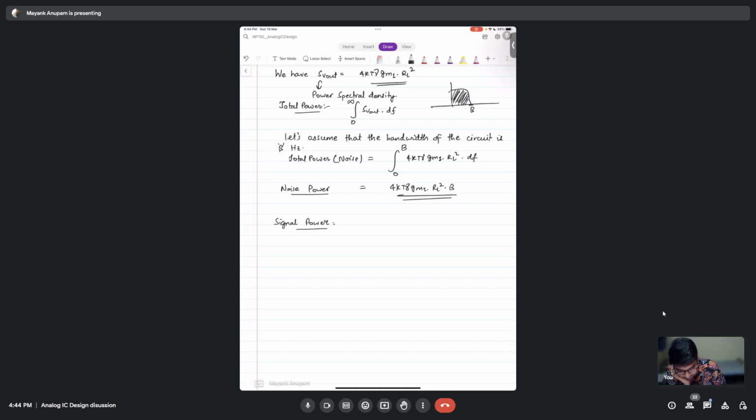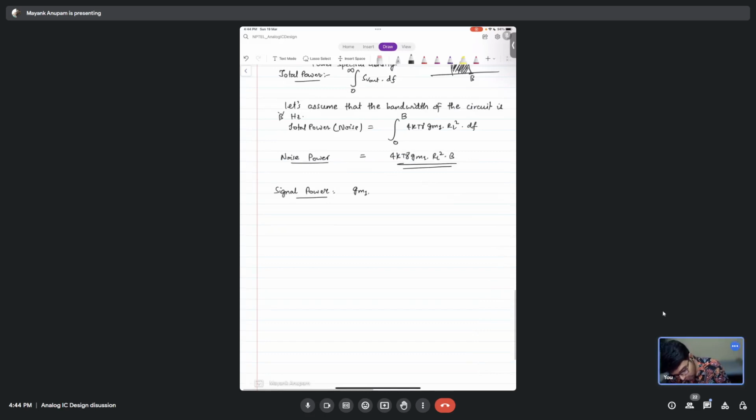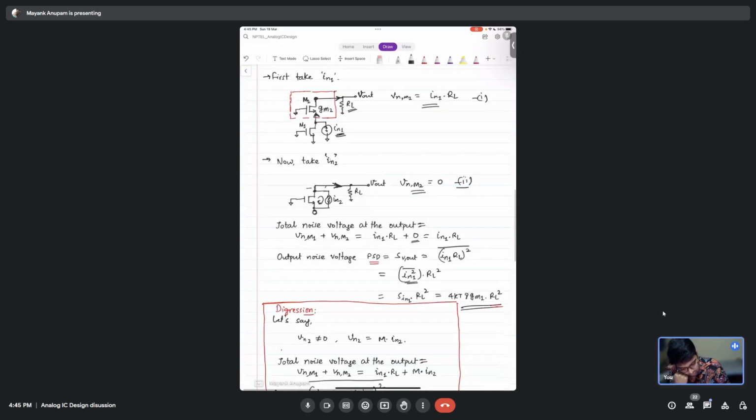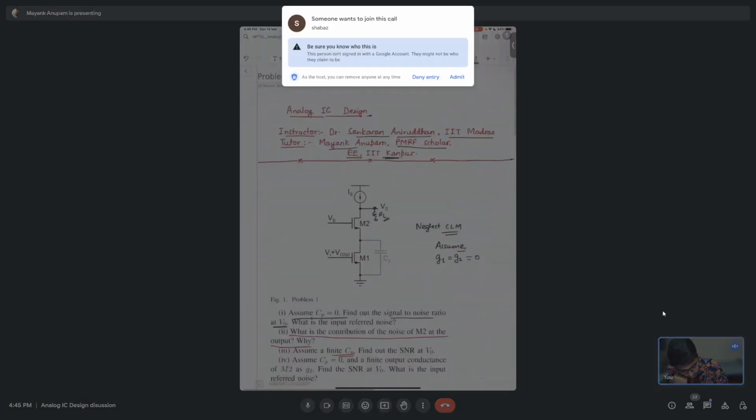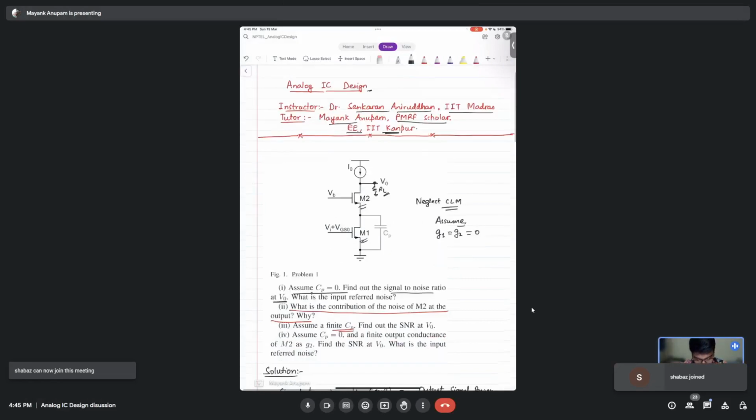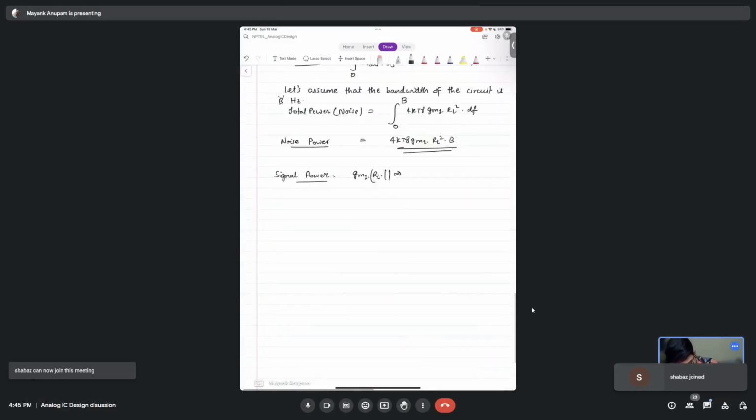Sir, GM1 into the output resistance of the whole circuit. GM1 times RL times anything else? Parallel. Yes, parallel. Okay, 1 plus GM2 RO2, I assume. I have already assumed that the output resistance of these two MOSFETs, M2 and M1, is infinite, right? So it is RL parallel infinity. So it will be simply GM1 times RL, correct?